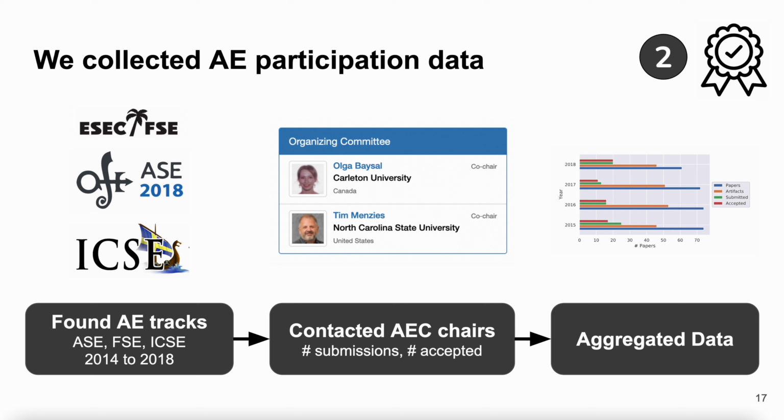Next, we collected data on artifact evaluation participation rates. To do so, we identified all venues within our publication dataset that had hosted an artifact evaluation track. We reached out to the chairs of their respective artifact evaluation committees to ask for the number of papers that were submitted to and accepted by that committee. And finally, we combined that data with the output of our publication survey to determine the proportion of informally shared artifacts that had been reviewed.